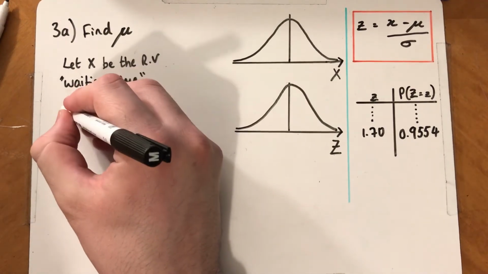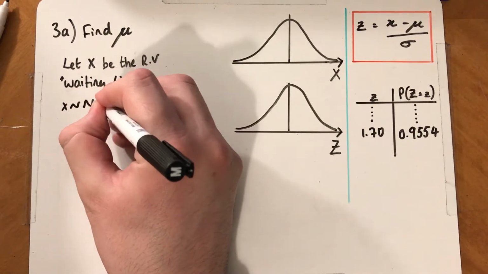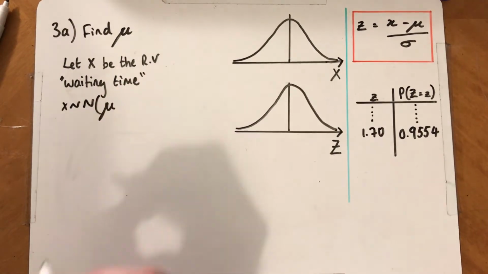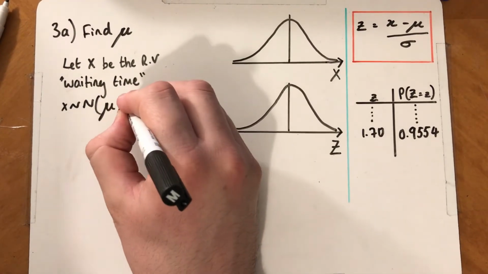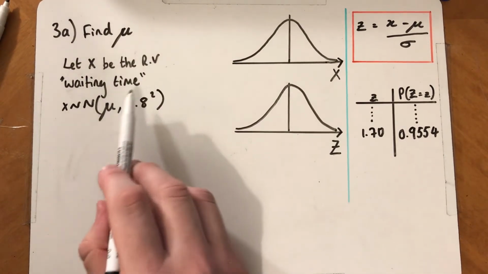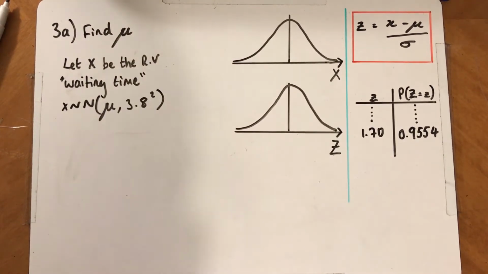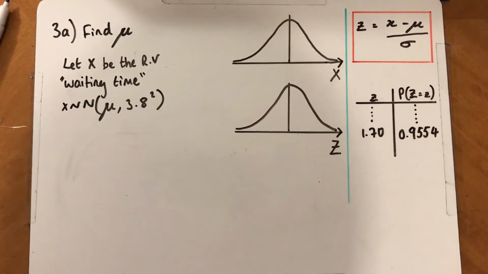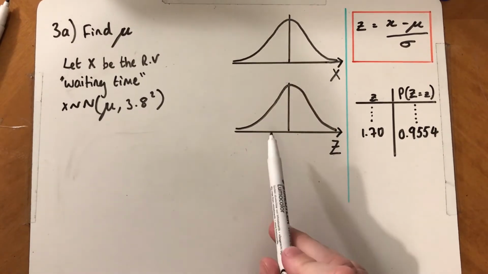So now I can say that x is normally distributed with a mean of mu and a standard deviation of 3.8 minutes. So the variance is therefore 3.8 squared. So you should be familiar with this notation. The next thing I'd recommend you to do is to draw a nice big diagram.